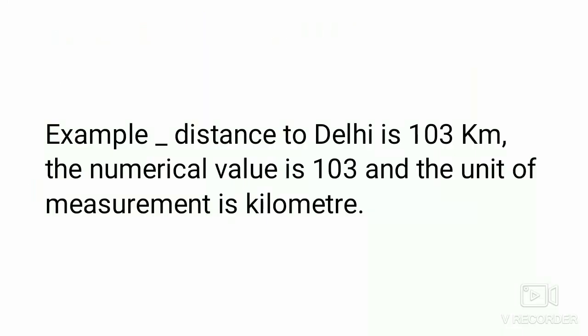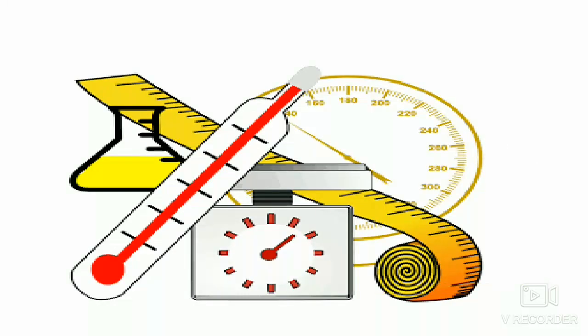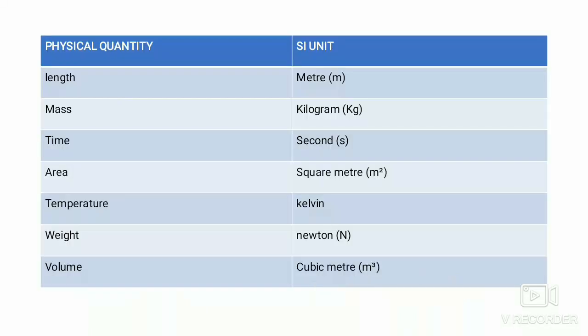For example, when you see a board on a road saying that the distance to Delhi is 103 kilometers, the numerical value is 103 and the unit of measurement is kilometer. Any measurement without these two parts is considered to be incomplete or wrong. Now let us study various physical quantities and their SI units.